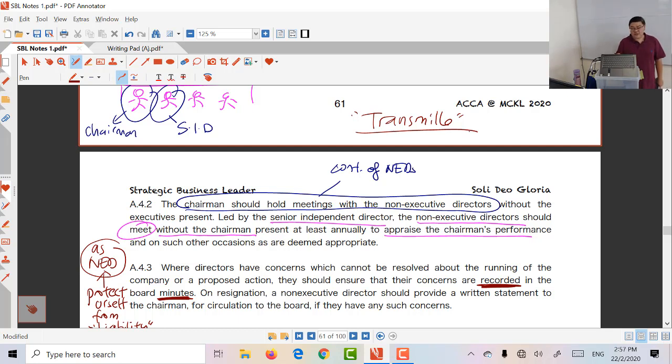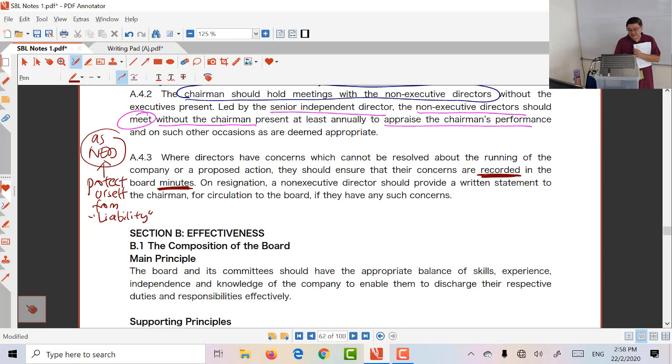So the NEDs went to jail because of their failure to discharge their duty. And what they do is they go through the minutes. Actually, if you have done your job, you may not need to go to jail. If you have opposed, checked on something and everything is recorded, it shows that you did your part, you'd be okay. So that's what you do. You make sure that it's recorded.